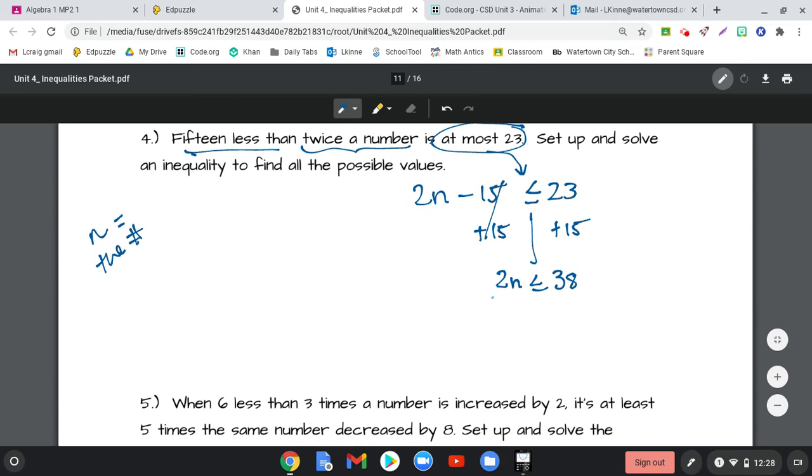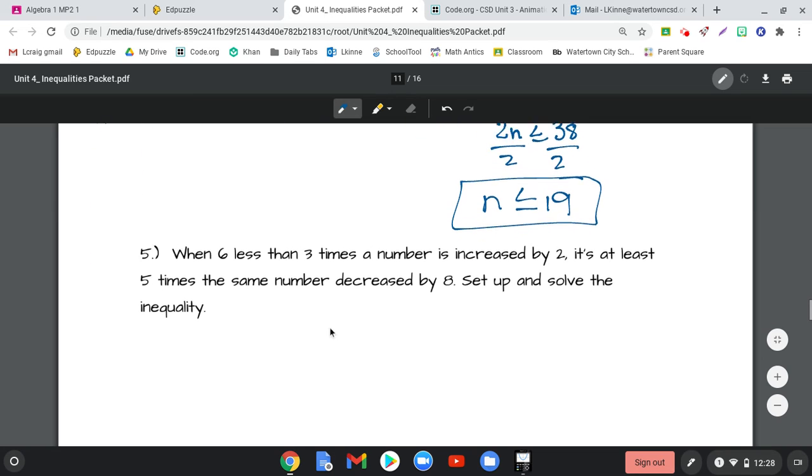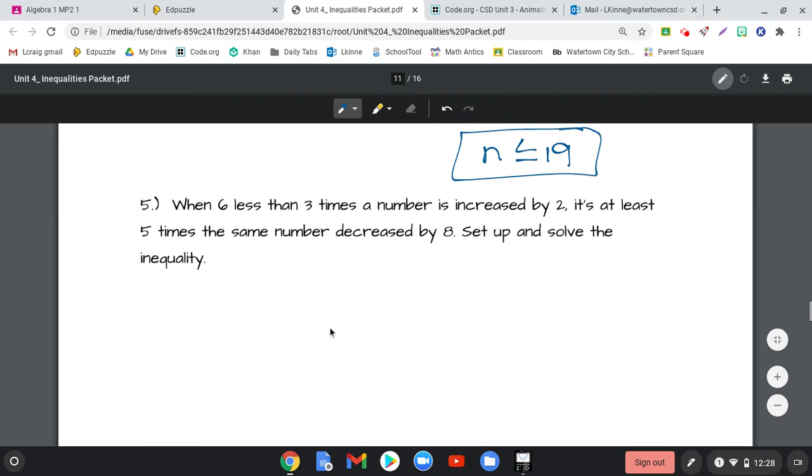All right, divide by 2. n is less than or equal to 19. Didn't ask for a number line or anything, so you're good. All right, 2 to go.